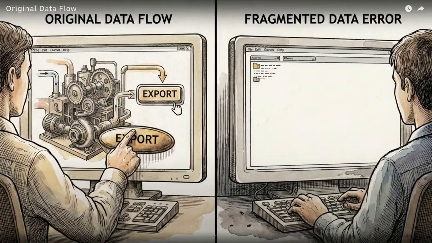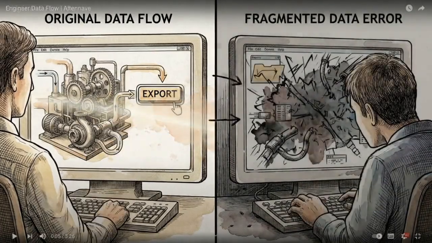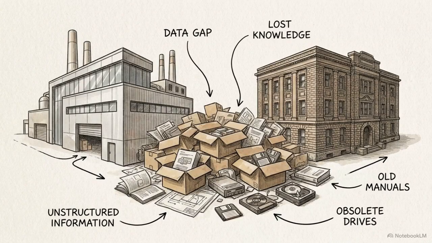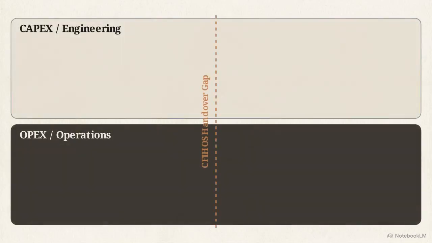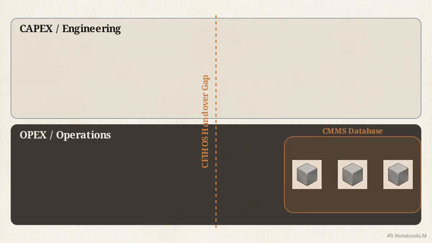Examining the horizontal movement of data across an enterprise reveals that the highest risk of information loss occurs at system handoffs. The largest gap exists between capital expenditure project construction and ongoing operations. This flowchart illustrates the CFIHOS standard. It acts as a structured handover specification, preventing engineering data from evaporating before it reaches the maintenance database.